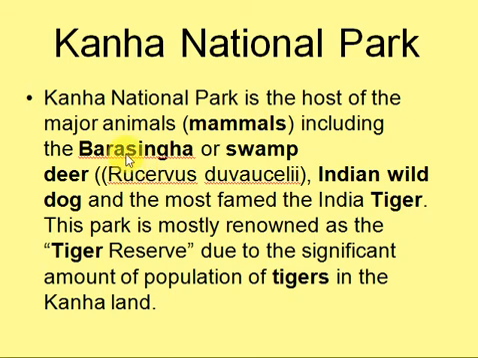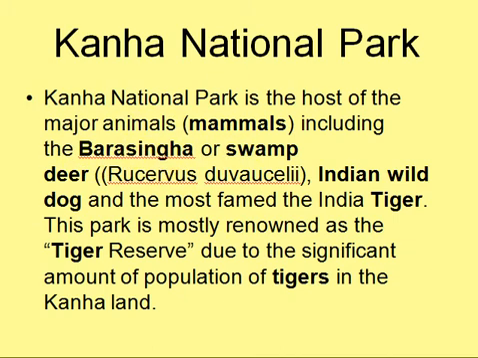You have mammals including the Barasingha swamp deer, again the Indian wild dog. You have already seen in National Geographic the wild dogs, one of the dangerous species of dogs which are found in the jungles, and the most famed, the Indian tiger. This park is mostly renowned as a tiger reserve. It is a tiger reserve due to the significant population of tigers in the Kanha land. So a lot of tigers are found in this area, in the Kanha region.